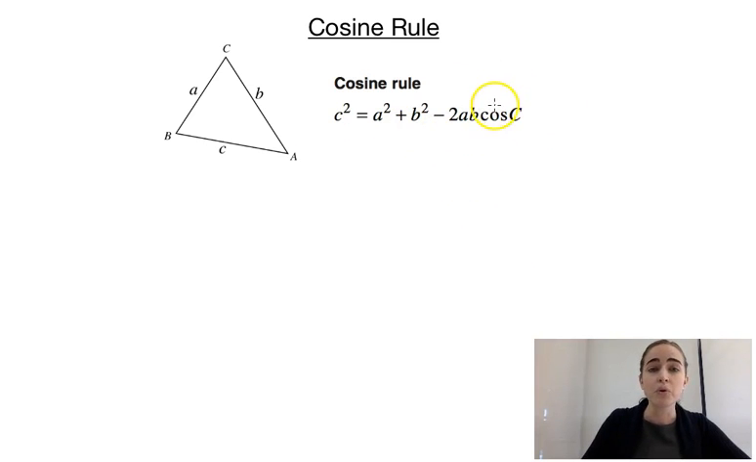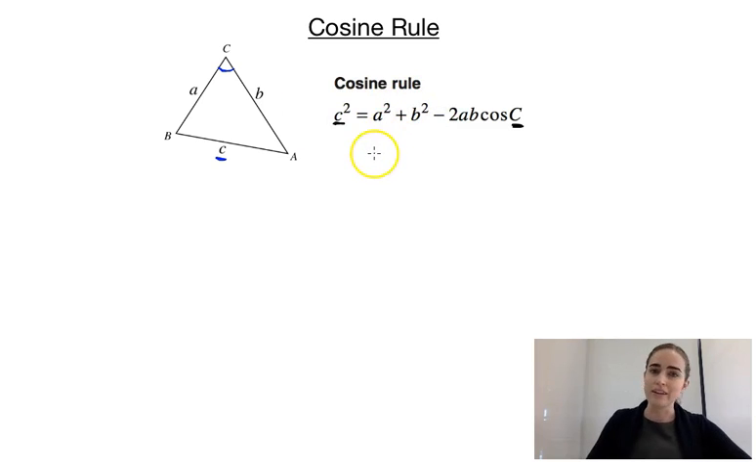Now, what's really important about this formula is that this side that's labelled c must be opposite this angle labelled C. So in here, we have to use this angle and this side as those values. Our a and our b are just the other two sides. It doesn't matter which order they go in, but this side must be opposite this angle.